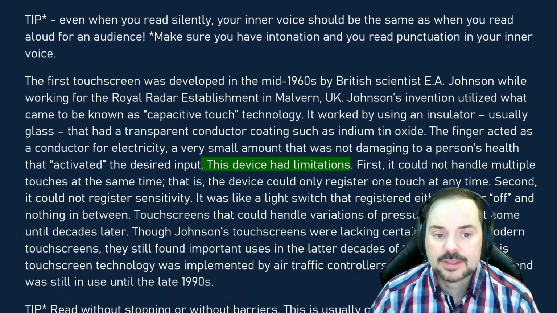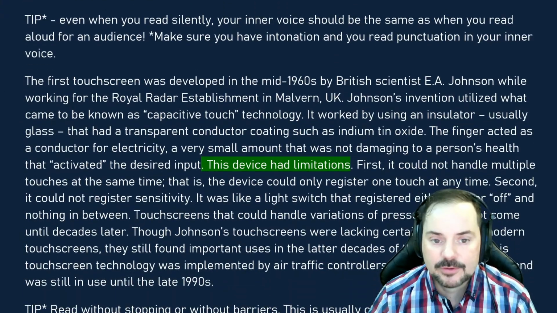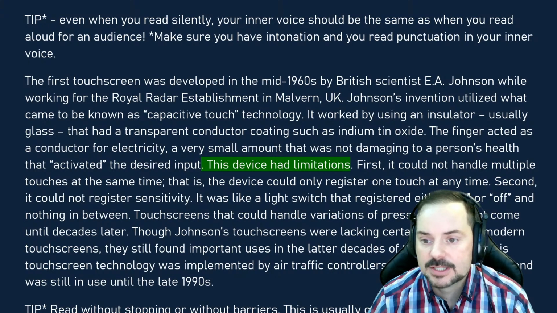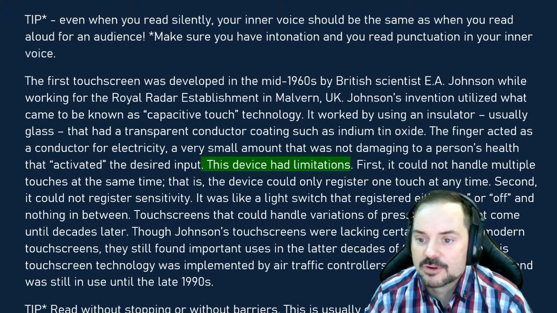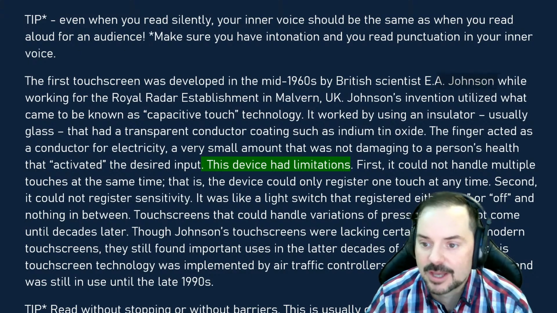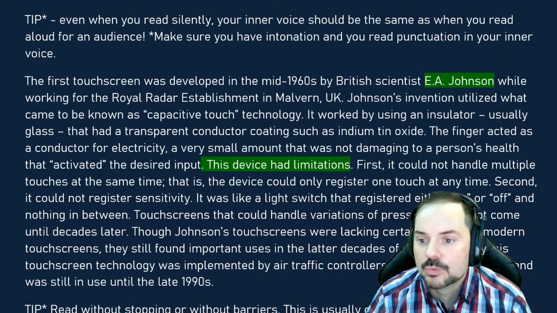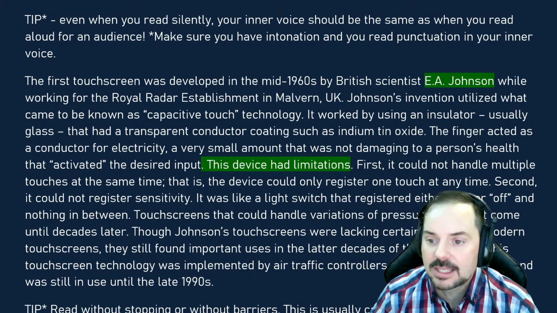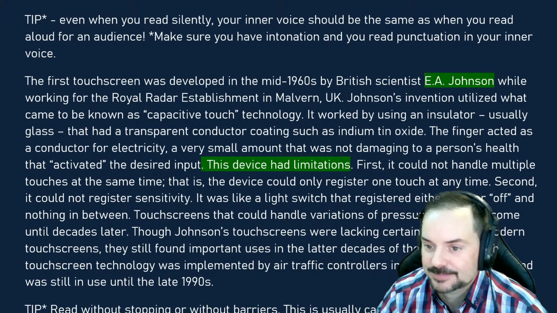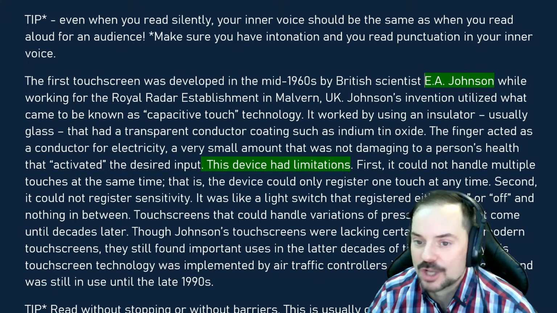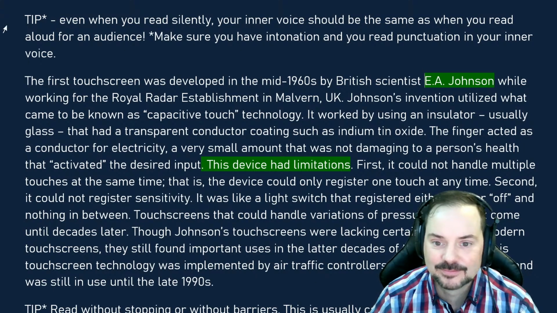When you were reading this, Kulwinder, you read, the first touchscreen was developed in the mid-1960s by British scientists, and then the first place you got stuck was this guy's name, E.A. Johnson. You read it twice, so just repeat after me. E.A. Johnson. E.A. Johnson. All right.